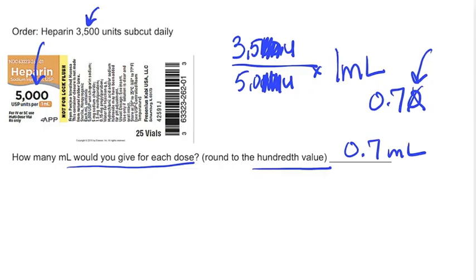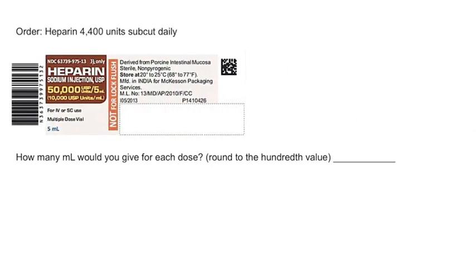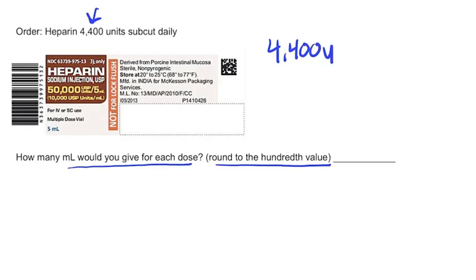Okay, moving on. Again, how many milliliters will you give for each dose, round to the 100th value? My doctor's order is 4,400 units. And what do I have? I'm going to look in here. I have a couple things. I have 50,000 in 5 or 10,000 in 1. I'm going to go with the smaller number, 10,000 units times 1 ml.